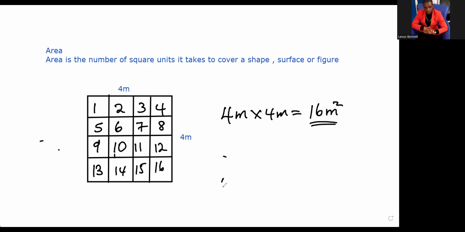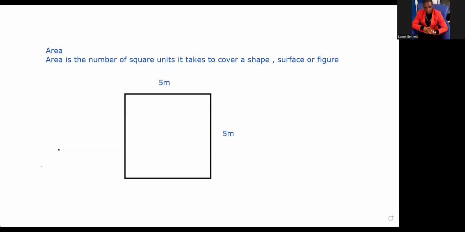Someone sent me the answer and said it's 16. That would not be correct. It's 16 square meters. Alright? Or we say meter square. We use that term. Make a note of it, please. That's our first example. We're running video.